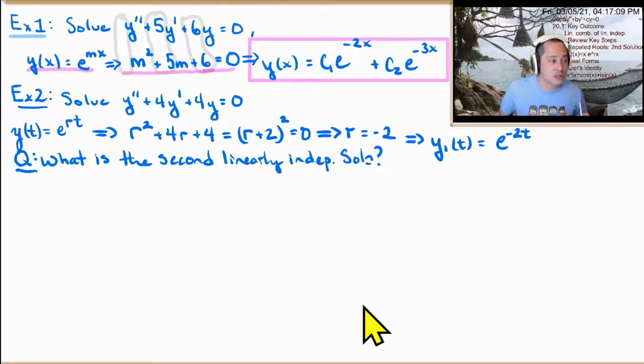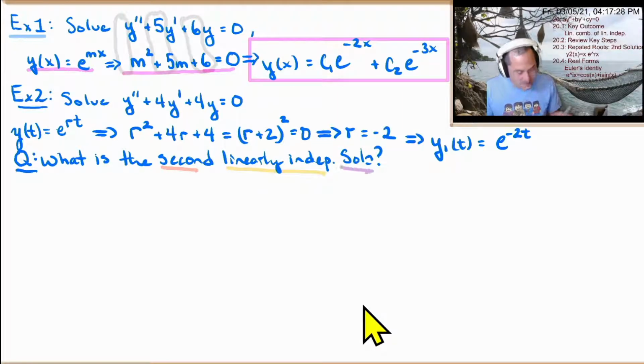Okay, so let's load it up with the vocab. We need the second solution because we got the first, and that solution needs to be linearly independent. So there are a lot of things going on here. There are actually 3 in total. Thing number 1 is second. Thing number 2 is linearly independent. And thing number 3 is whether or not it's a solution at all. Those are 3 different things.